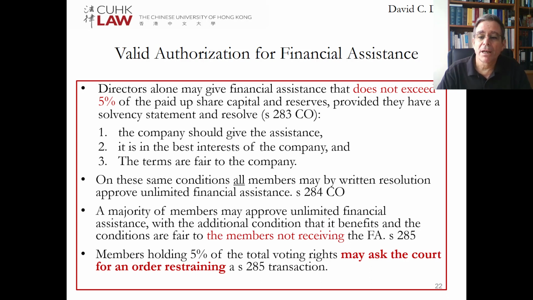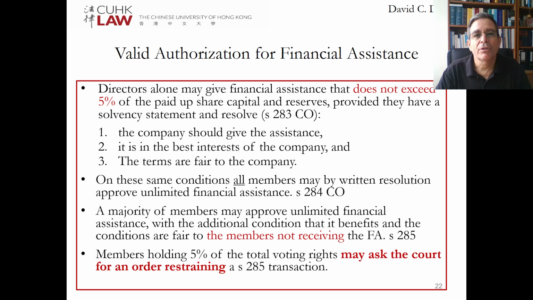The members may, by written resolution, approve unlimited financial assistance, and the only reason why this provision in 284 requires that all members approve is simply that when acting by written resolution, that's something like an email sent around, reply to all sort of a thing, it will always be all members. Unanimity is required. However, if we have a meeting, we may approve unlimited financial assistance with an ordinary resolution, a majority of the members. And so the barriers to financial assistance are not extremely large.